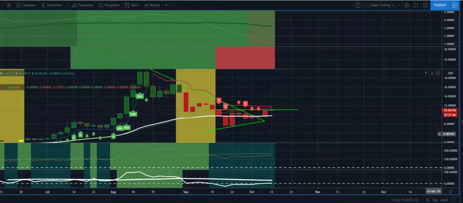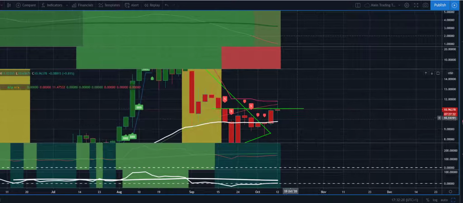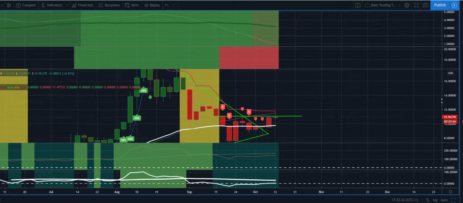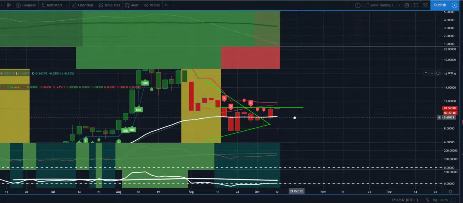And also, we're still below this horizontal resistance, which has acted as support and resistance quite a few times now. So we can consider this $11 area a significant level, which we would like to try and close above before we start thinking about getting bullish on Chainlink. Now, mind you, this is on a longer time frame. This is on the 3-day. So we're talking about long-term bullish and long-term bearish here.